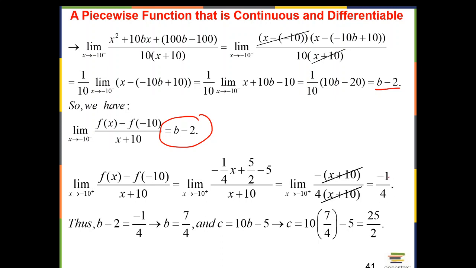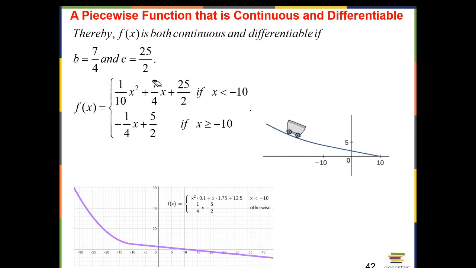So what does that mean? That means this has to equal that for this limit to exist, right? So we set it equal to each other and we find b. And remember, we had a connection relationship between c and b, so we can find c here too. So c should be 25 over 2 and b should be 7 over 4 in that piecewise function. So that's what it is. Now, I'm going to take you to an animation of this quickly. So remember, c has to be 25 over 2 and b has to be 7 over 4.